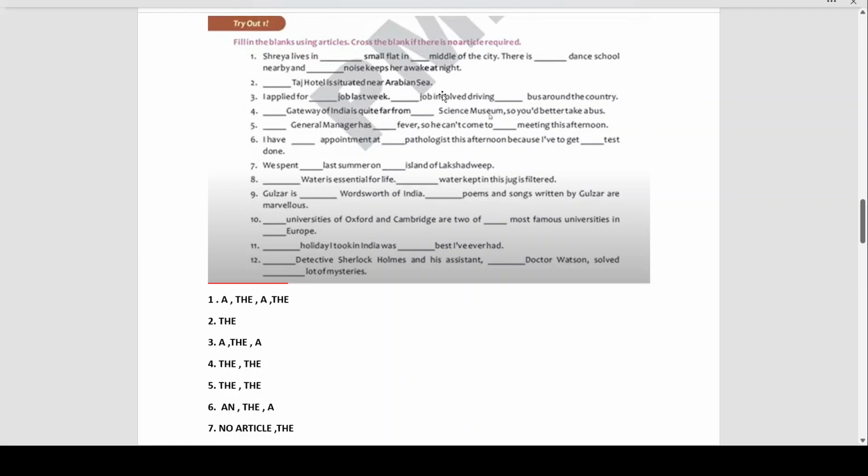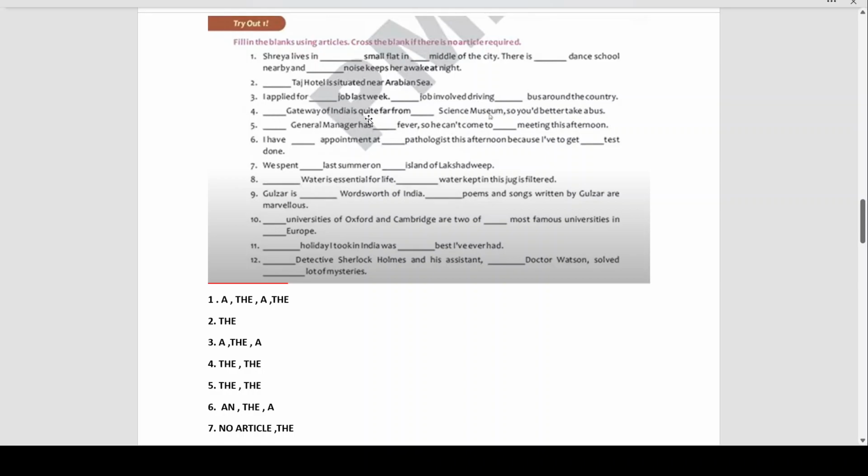Therefore, I will use the job involved driving a bus around the country. Now, I don't know what kind of bus or which bus, whether it is a state transport bus or a national bus or whatever, it is indefinite.